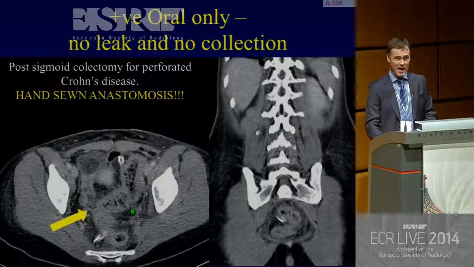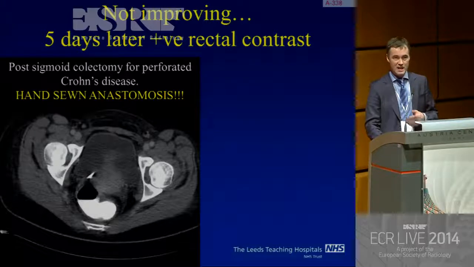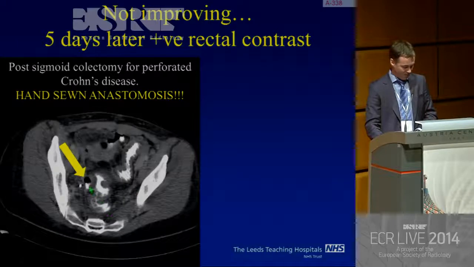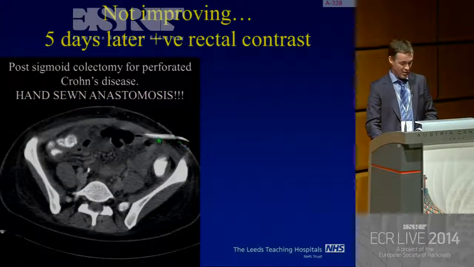The patient's got a hand-sewn anastomosis, so we can't actually see where the anastomosis is. Unfortunately, after that scan that was reported as normal, the patient wasn't doing any better. They were still septic, taking a long time to recover. So this time, we gave the patient rectal contrast. And we can see really nice distension of the rectum, but now we can see that contrast has leaked outside the rectal lumen. We can also see contrast heading up along the surgical drain.